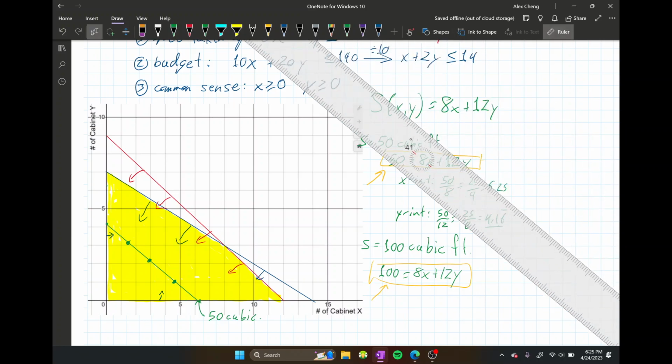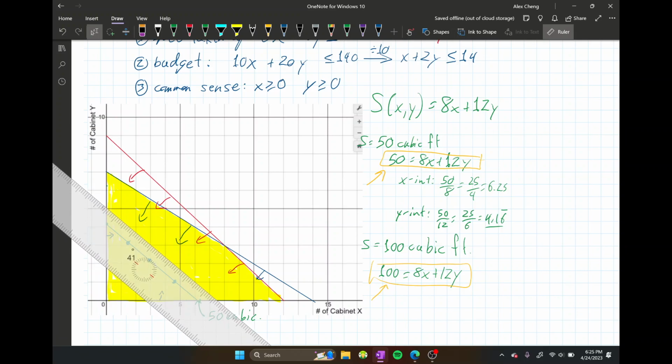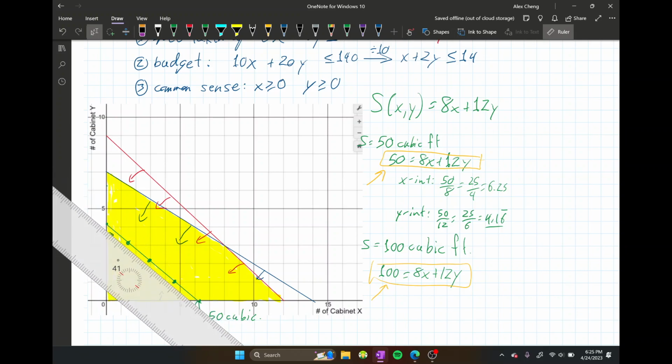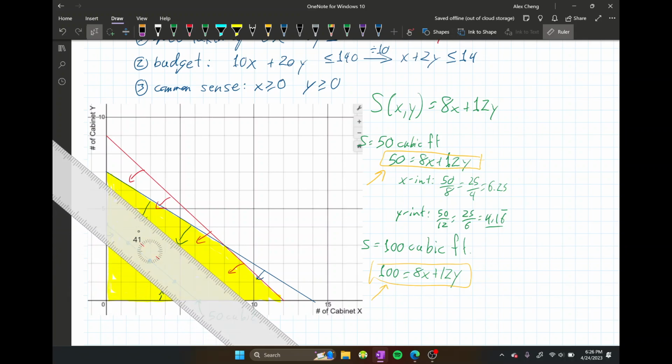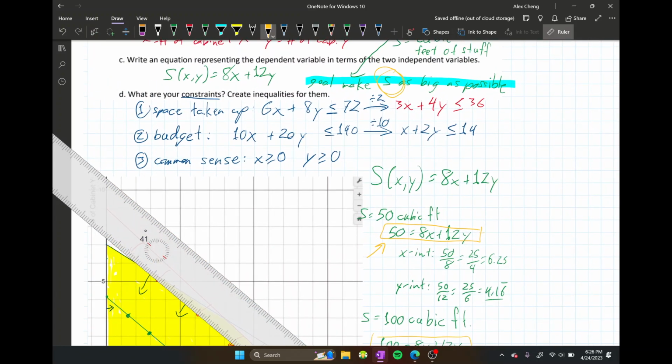Which means, the reason this is helpful is because the slope of this line, for any given amount of space that you can store, will always be parallel to all the other ones. So if I have 50 cubic feet, it's going to look like this. If I have maybe 30 cubic feet, it'll look just maybe somewhere down here. If I have 100, it's going to be a little bit higher because I can store more stuff and so on. And again, we want to make S as big as possible.